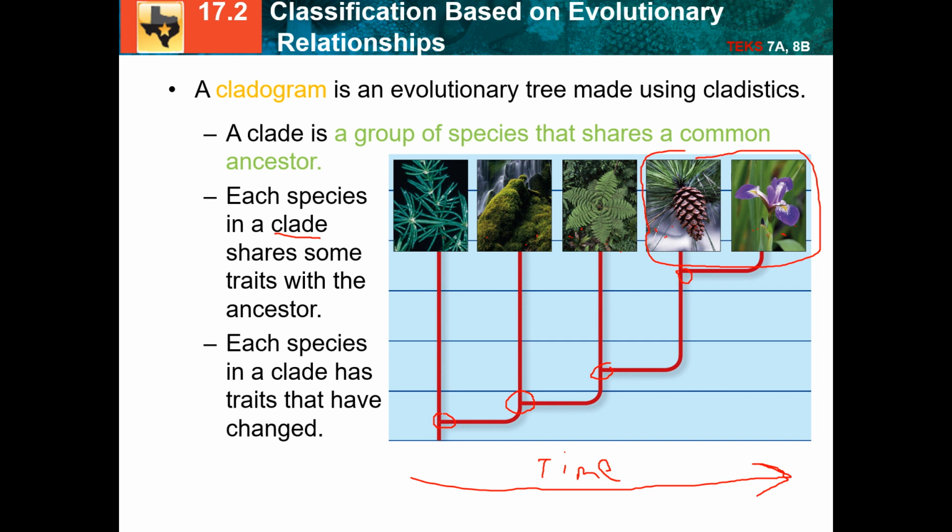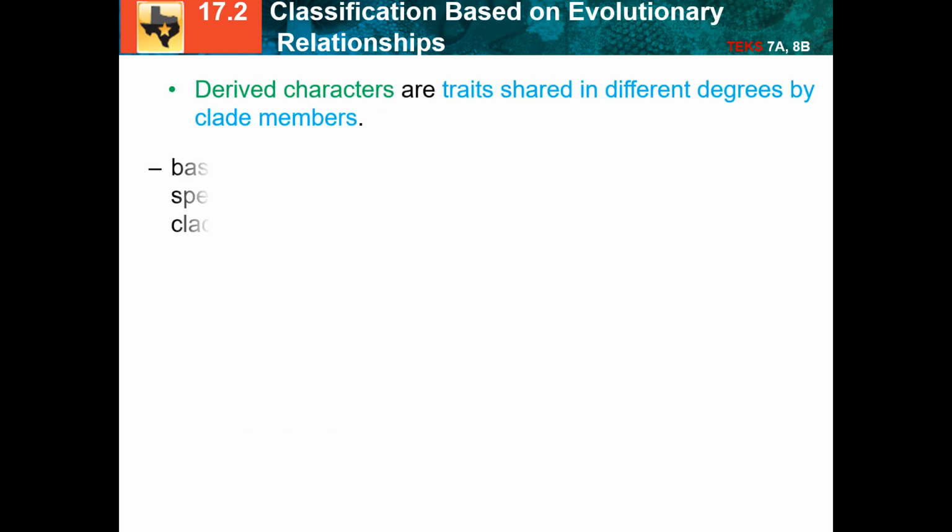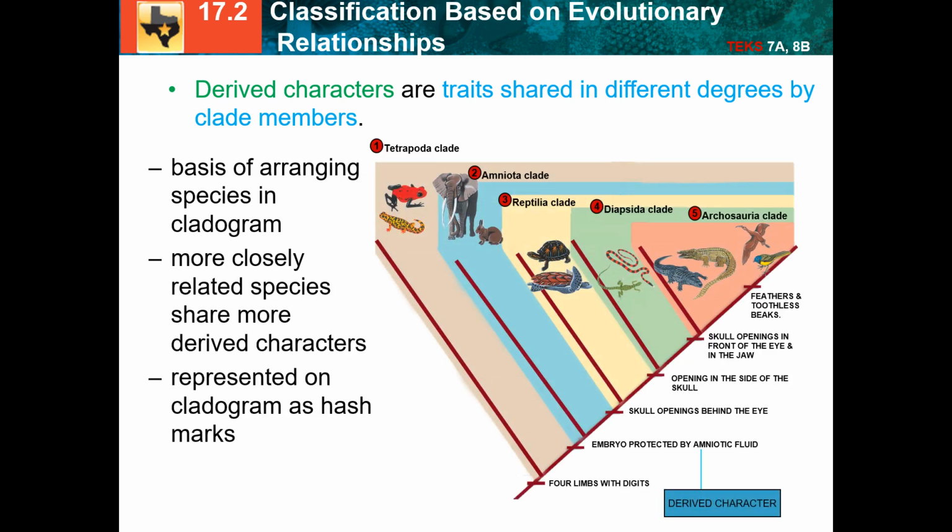However, each species in here has traits that have changed, meaning that even though all five of these plants belong to the same clade, they all look slightly different, or sometimes dramatically different. That means that as you go along in time, as you get to more and more common ancestors, they're going to have different characteristics. So let me jump on to a more specific graph right here, and this will hopefully start narrowing down what I'm talking about.